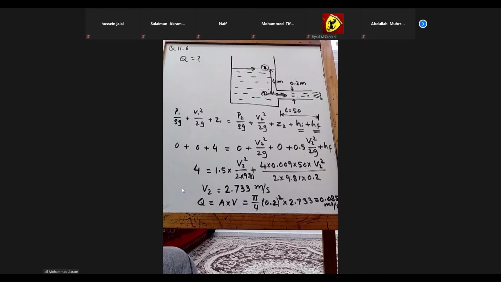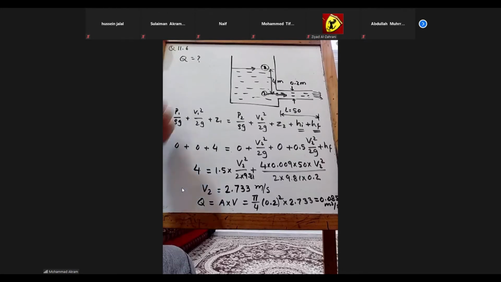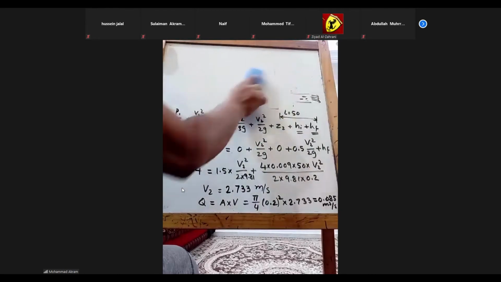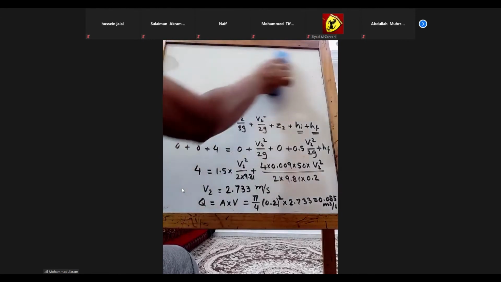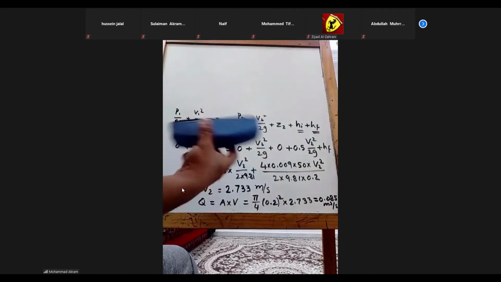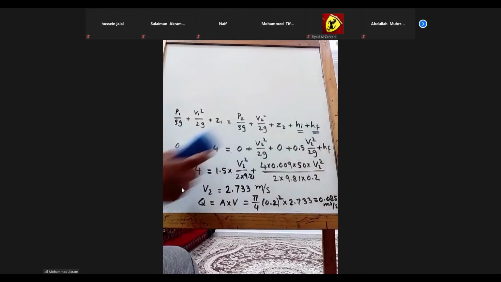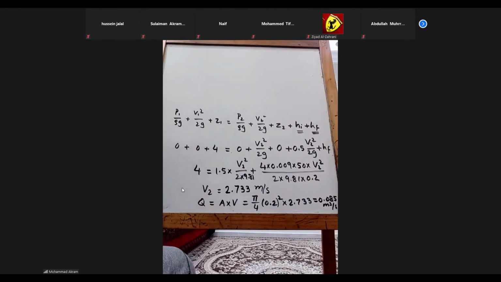Okay, can you solve some other problems related to the minor losses from the book? Yes, inshallah. Because it's not worth repeating the questions. As of now, we have not studied any difficult things. We have studied only simple things, straightforward, formula based.